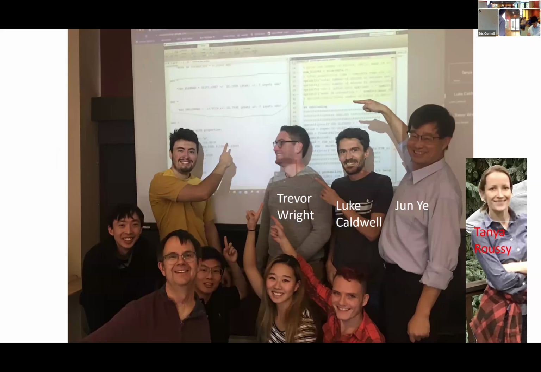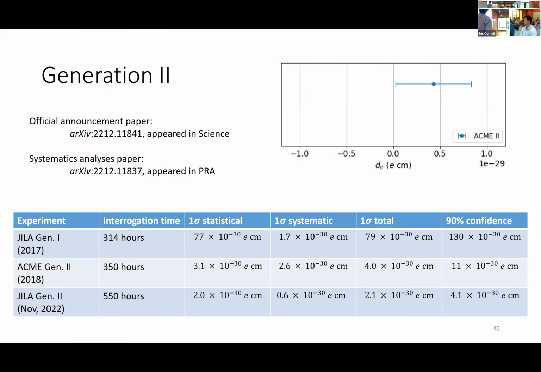Here we are. And I want to particularly call out Tanya Roussy and Luke Caldwell and some senior people on that project. We unblinded, and at the time, we were staring down the barrel of an extraordinarily precise ACME measurement, which was shown here with its error bars, which are essentially consistent with 0. And we knew ahead of time that our error bars were going to be smaller by a factor of almost 2.5.